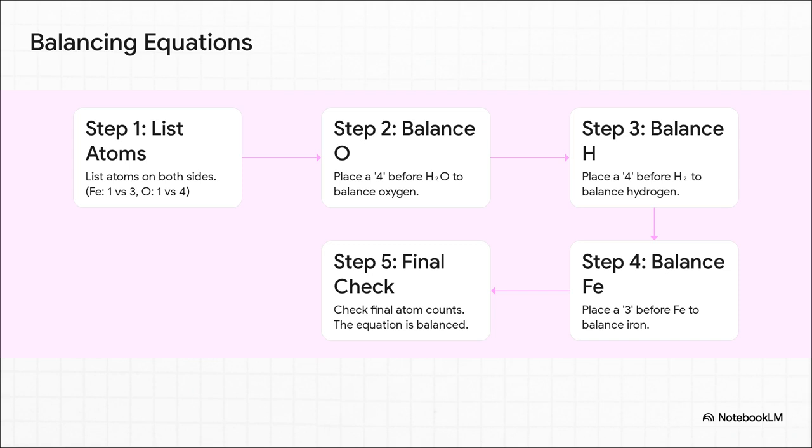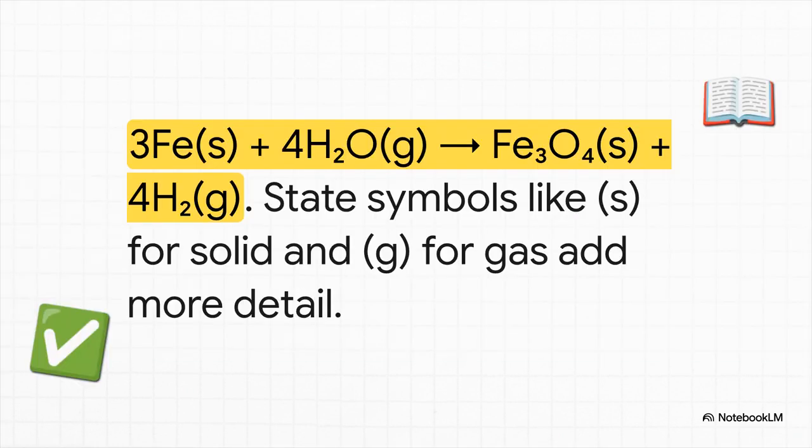Let's take the reaction of iron with steam, for example. As it's written here, it's unbalanced. It's illegal. We start with 1 iron atom, but end with 3. That can't happen. So we fix it by adding coefficients. To balance the 4 oxygen atoms on the right, we'll put a 4 in front of H2O. Okay, but that gives us 8 hydrogen atoms, so we need a 4 in front of the H2 on the other side to match it. Finally, we balance the iron by putting a 3 out front. Let's do a final check. 3 iron, 8 hydrogen, 4 oxygen on both sides. Perfect. It's balanced. And here is our final perfectly balanced story.